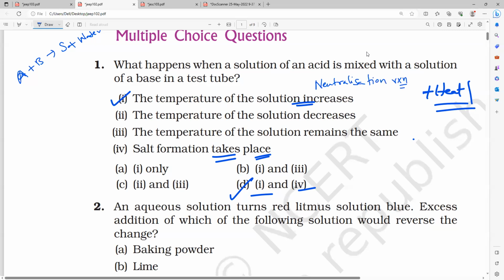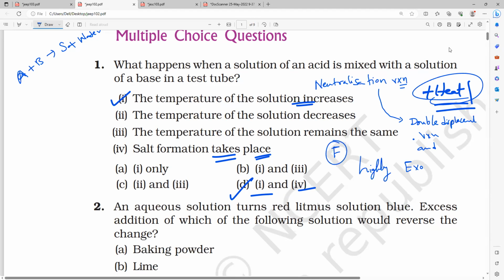And you can see below that I have told you, the neutralization reaction is an example of two things. I will give you a clue. One is the double displacement reaction. Yes, it is a double displacement reaction, and it also produces heat. So it is a highly exothermic reaction.